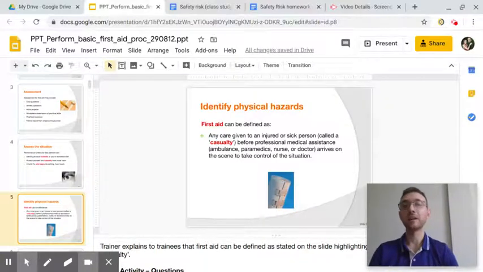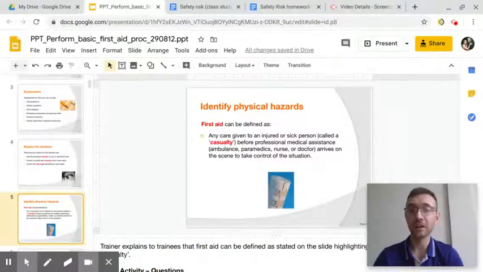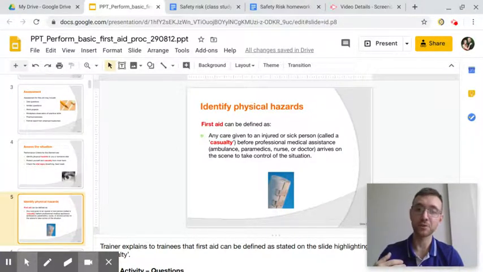So first, identify physical hazards. First aid can be defined as any care given to an injured or sick person is called a casualty. So someone hurt is called a casualty. Before professional medical assistance, ambulance, paramedic, nurse, doctor arrive to the scene to take control of the situation. So our job is to make sure that we do our best to help the person that is hurt and keep that person alive before a doctor or someone can come help.